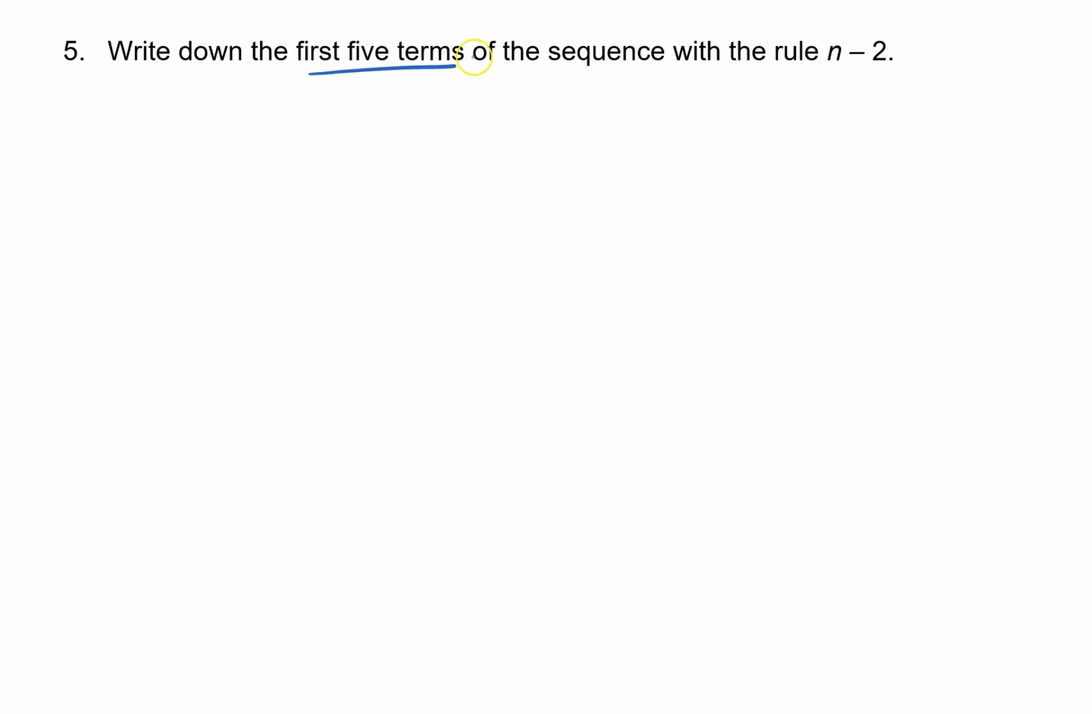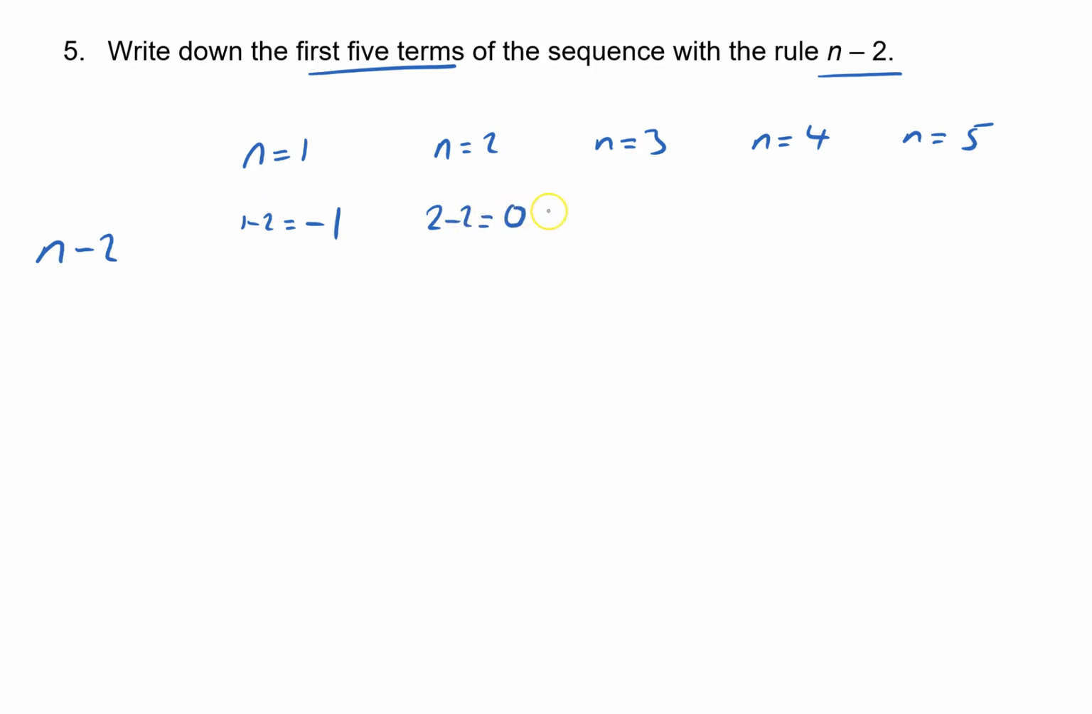So we write down the first 5 terms of a sequence where that's our rule. So the first term will be when n equals 1. The second term will be when n equals 2. The third term will be when n equals 3. Fourth term when n equals 4. And the fifth term will be when n equals 5. So our rule is n minus 2. So the first time n will be 1. I've got to do 1 minus 2, which is negative 1. The next one, n's 2. So I'll have to do n, which is 2, take away 2, which is 0. So that's minus 1, 0.